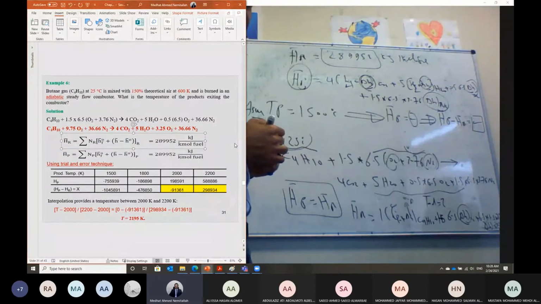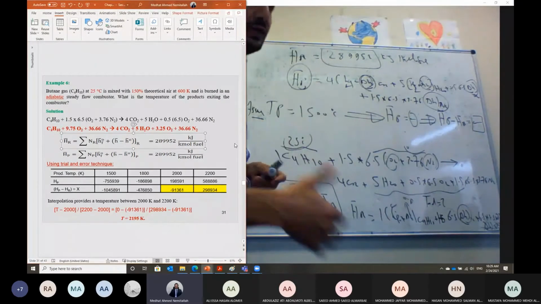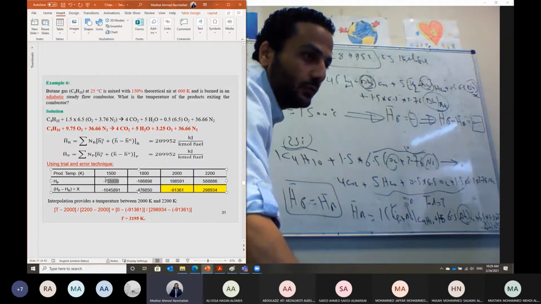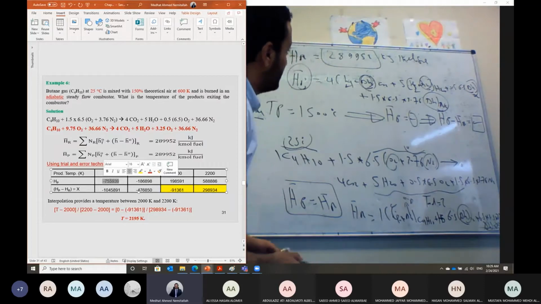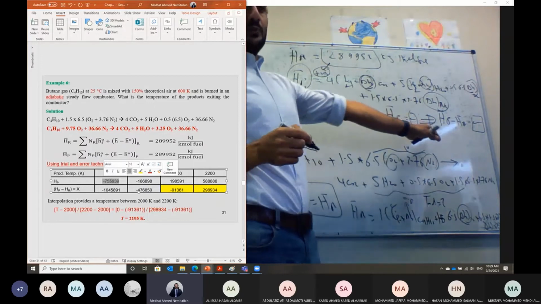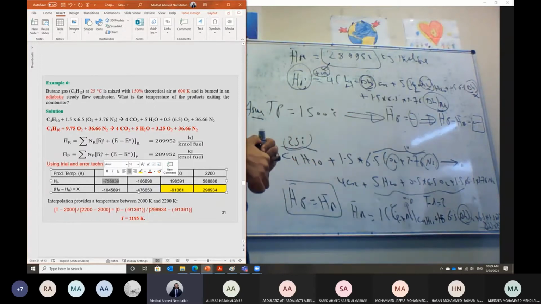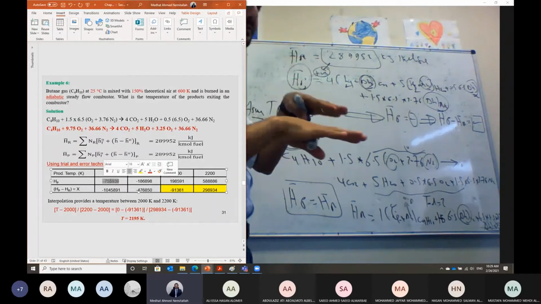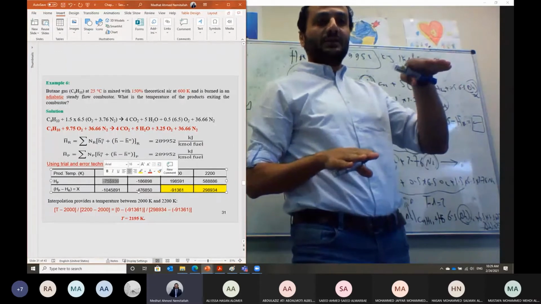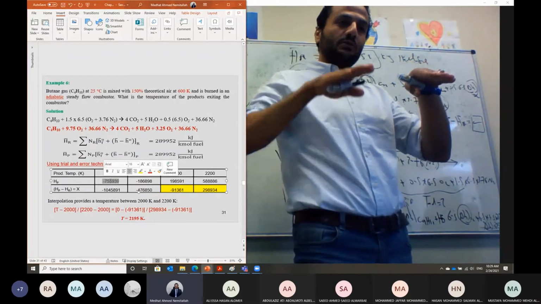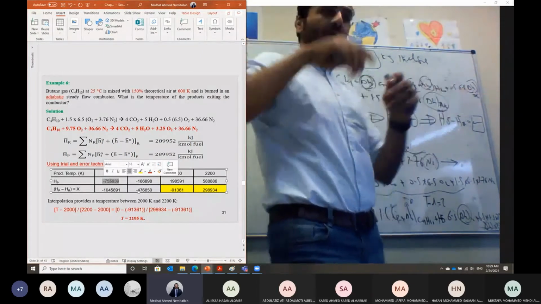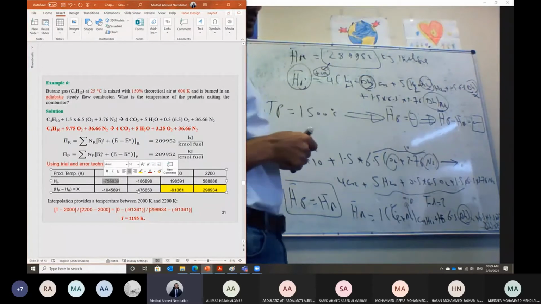Let's say, if you assume the temperature is 1500, you will find H product is a negative value. That means it is less than H reactant, which is a positive value. When I calculate H product and find it negative, that means H product is less than H reactant. So I have to make another assumption to get H product higher than H reactant. Then I can interpolate to get the condition at which H product is equal to H reactant.